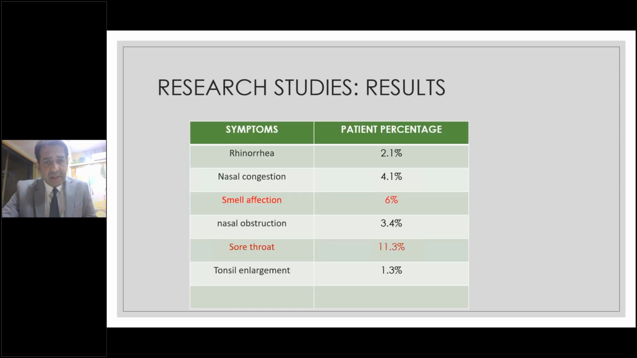Out of various research studies, when we compared the results, on the left-hand side, these are the common ENT symptoms that the patient presented with, namely rhinorrhea in 2.1% of the patients, nasal congestion in 4.1%, smell affection or anosmia in 6%, nasal obstruction in 3.4%. Soreness of throat was seen in 11.3%, and tonsil enlargement in 1.3%. So the commonest presentation in ENT was soreness of throat, and anosmia, or smell affection, is a very important ENT manifestation.